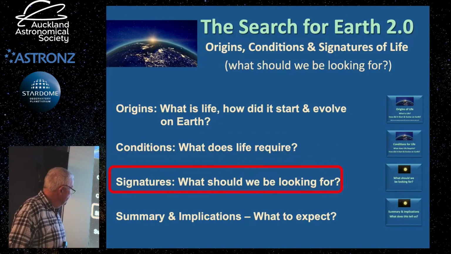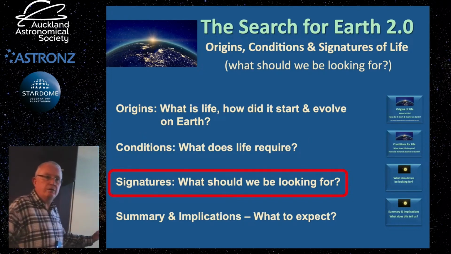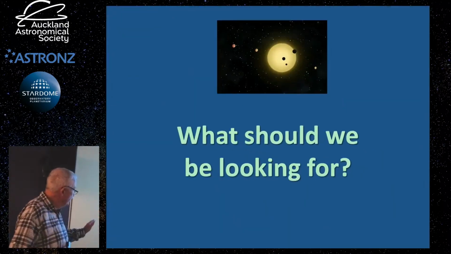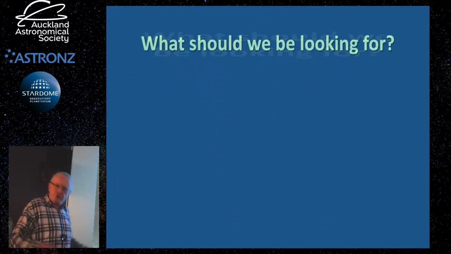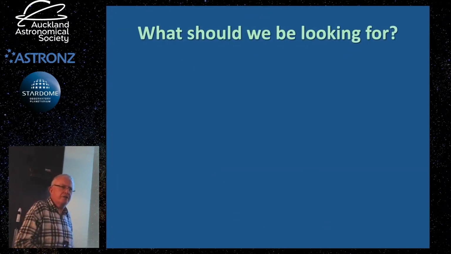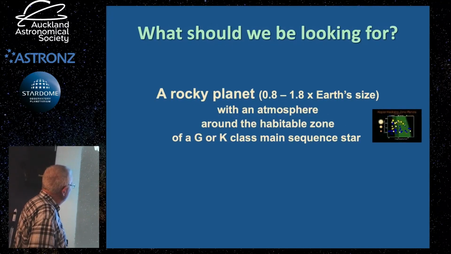So let's move down to signatures. So we now know what life requires. We know what we're looking for roughly in terms of the star. We're in the galaxy. Whereabouts should the orbit be? What should we be looking for? Should we find one of these exoplanets, think, are we looking at Earth 2.0? What should we be looking for?